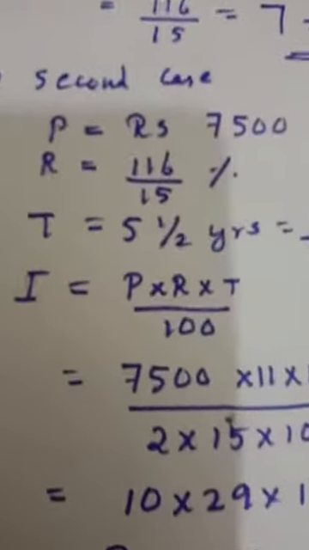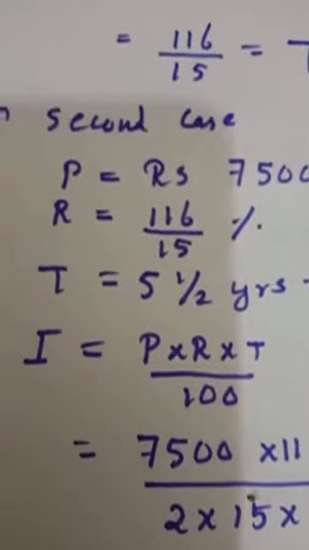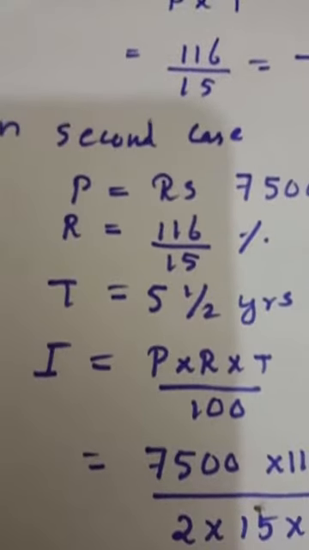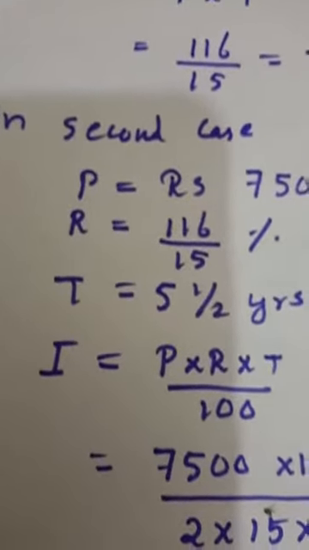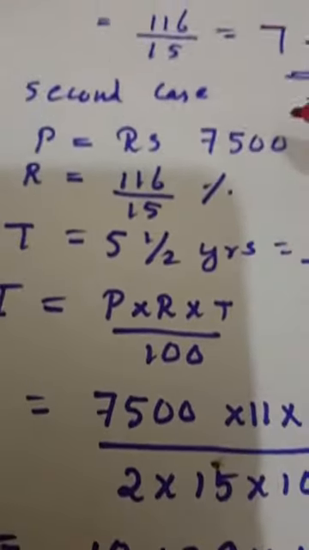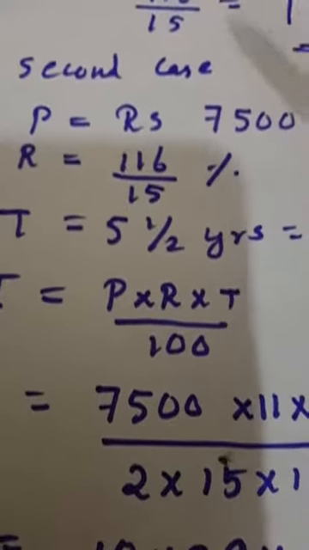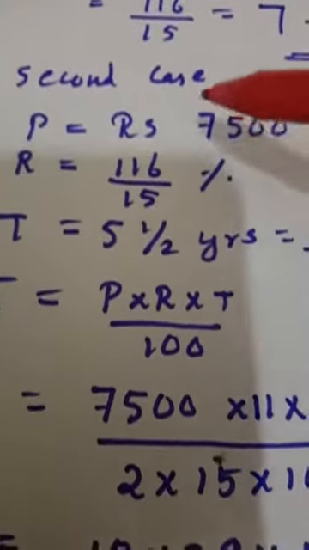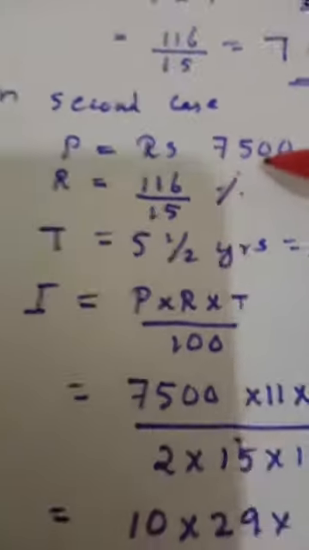10,690. Okay, once again see the second case. They have given: find the amount of rupees 7500 in 5.5 years at the same rate of interest. We want to find the amount of what? Of principal. Don't write A is equal to 7500. That is wrong. Not the amount. Find the amount of this money. So this money means it is the principal.